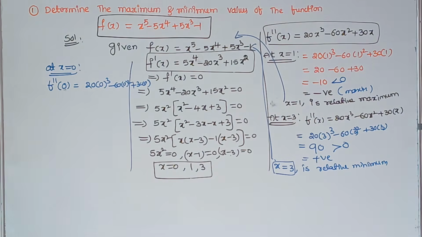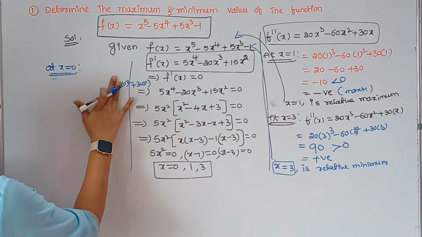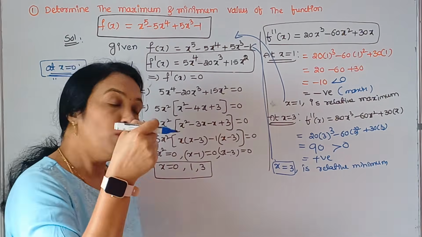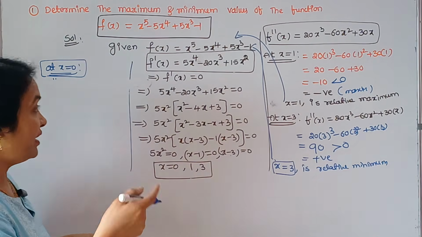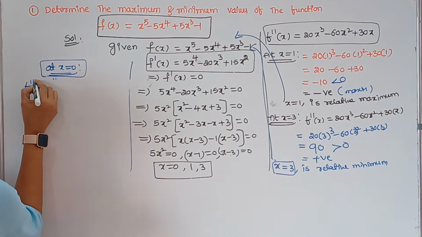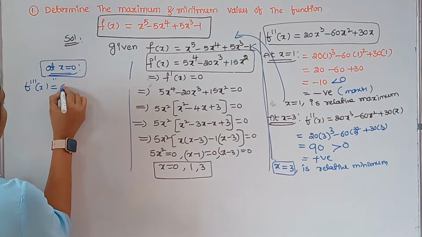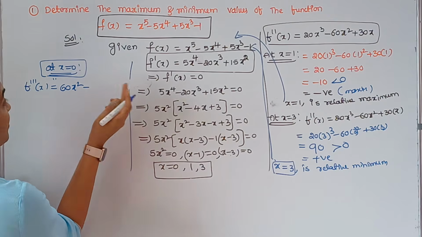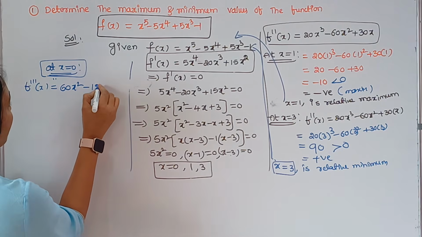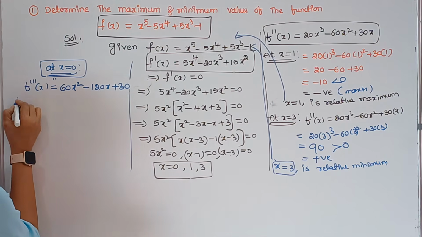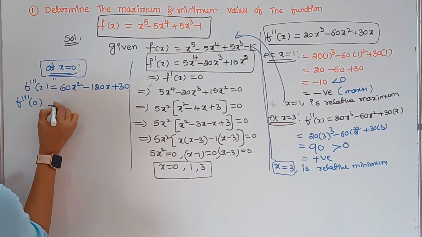See, we already discussed in our first video. If the value is 0, then what we have to do? Then go for another derivative. That is, for f double dash we need to find another derivative, f triple dash x. Then what does it become? 60x square minus 120x plus 30. Then after that, in the place of x substitute 0.